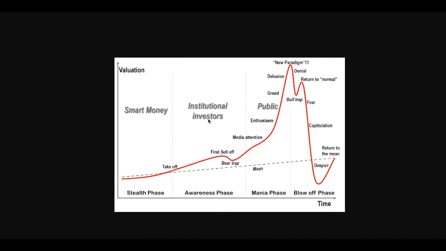The second stage is where institutional investors step in, and it's the awareness phase, and we see a markup in price. We rise significantly, and we actually have our first correction here. The third phase is where most people get in, and it's when the media starts to pay attention to it. And there's a lot of enthusiasm, greed, delusion, a bull trap usually, and this is called the mania phase before we return to our mean, and it's a blow off phase. Our mean is this dashed gray line here. So this is the idealized three phases of a bull market.